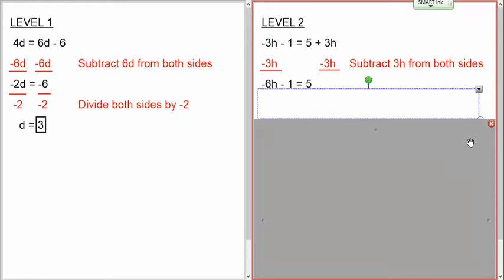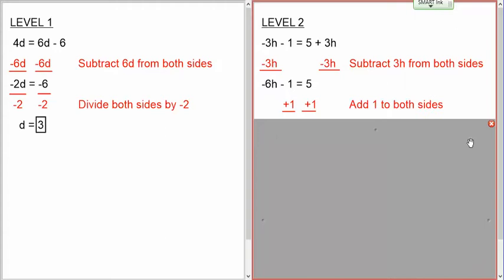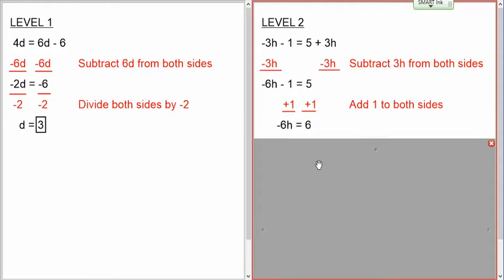My next step is going to be to add 1 to both sides. That's going to get rid of that minus 1 right there. Negative 6h minus 1 plus 1 is just negative 6h, and 5 plus 1 is 6. So there's my next step.